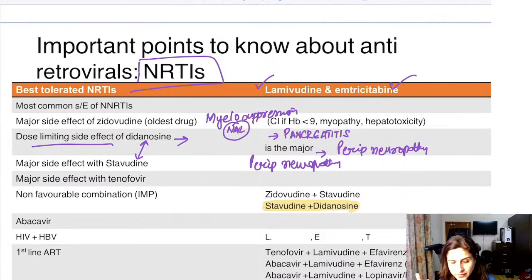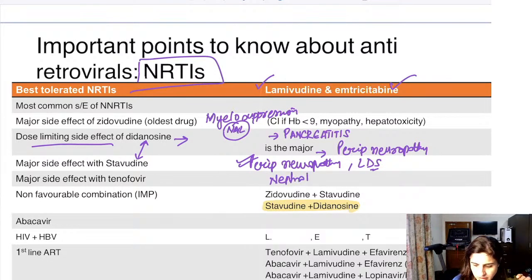So peripheral neuropathy is one of the major side effects which is seen with stavudine, even it causes lipodystrophy syndrome. But here the major side effect is peripheral neuropathy, and therefore if it is given along with didanosine that gets aggravated. Major side effect with tenofovir is it is nephrotoxic. ठीक है? Nephrotoxicity है. So it is a nephrotoxic drug.